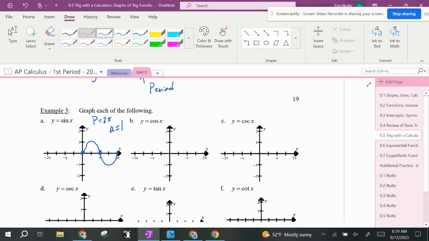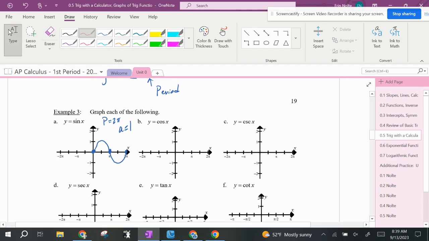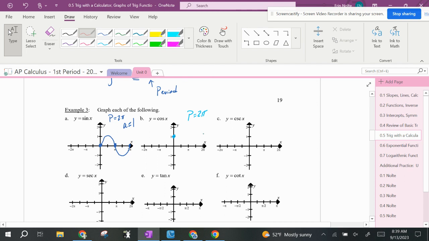Okay, for cosine, do you remember where cosine starts? It starts at 1. At 1, good. So again, the period is going to be 2 pi. So that means that if I start at an amplitude height of 1, when I'm finished with my wave, I have to finish at the same spot. So at 2 pi, it's going to have the same height.